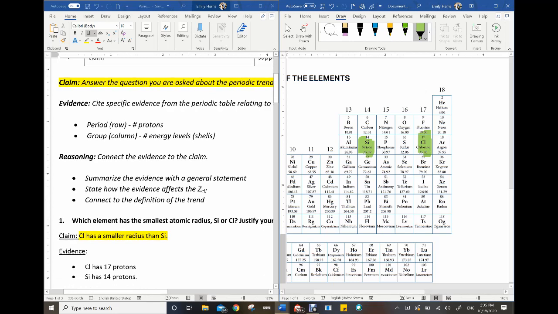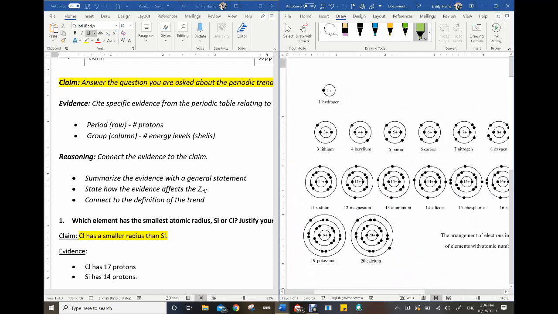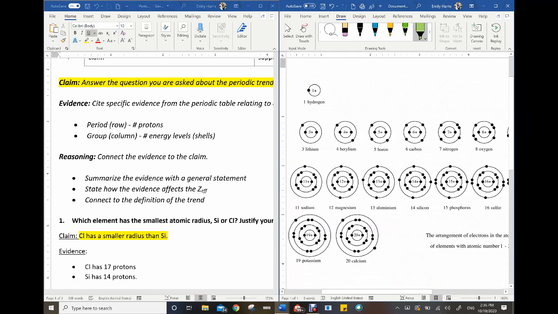Now is where we need to get specific for our evidence section. Now, the evidence that we list is going to be dependent upon whether the elements in question are a part of the same row, aka a period, or a part of the same column, aka a group. Now, if you think back to the lesson that you had with your teacher on periodic trends, you would have remembered that as you go across a period or a row, what happens to the atomic structure is that you're gradually gaining more protons. However, when you're in a group or a column, as you go down that group, you're steadily gaining more energy levels or shells.